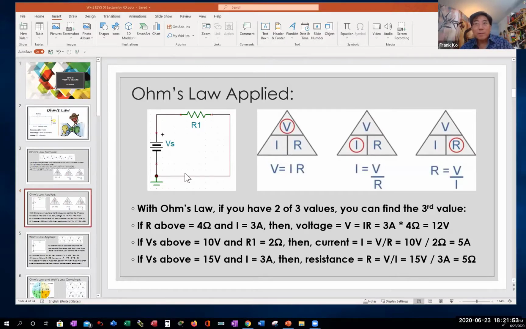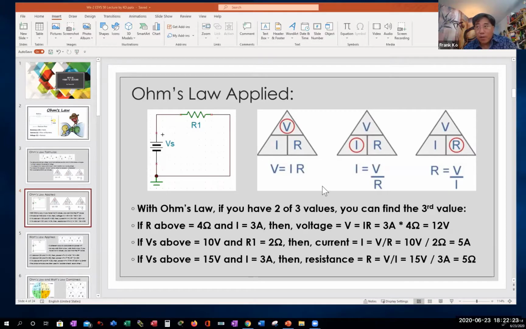All right. So, like I say, with the calculator between your ears that mom and dad graced you with, you could do this in your head. So, given a series circuit, I have a voltage source, I have a resistor. If you're given 2 out of 3 quantities, you can calculate the third quantity. So, in the first bullet point, it says if R in the circuit above, R for resistance, is equal to 4 ohms, and I is equal to 3 amps, then voltage is equal to V.